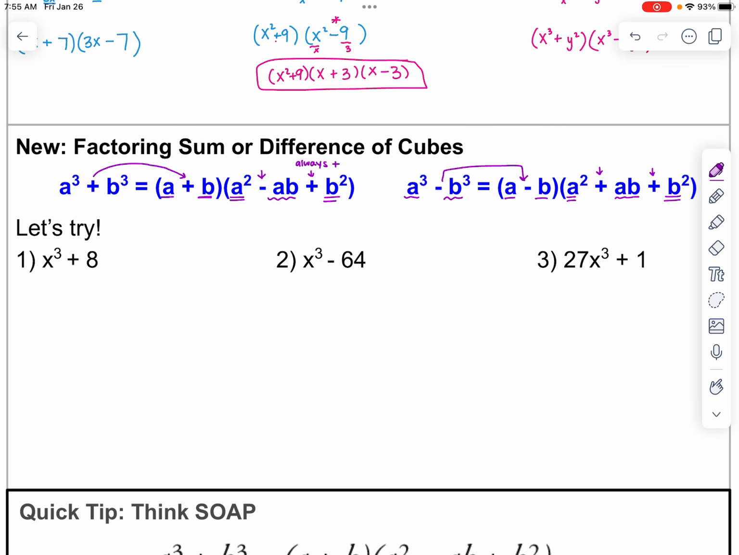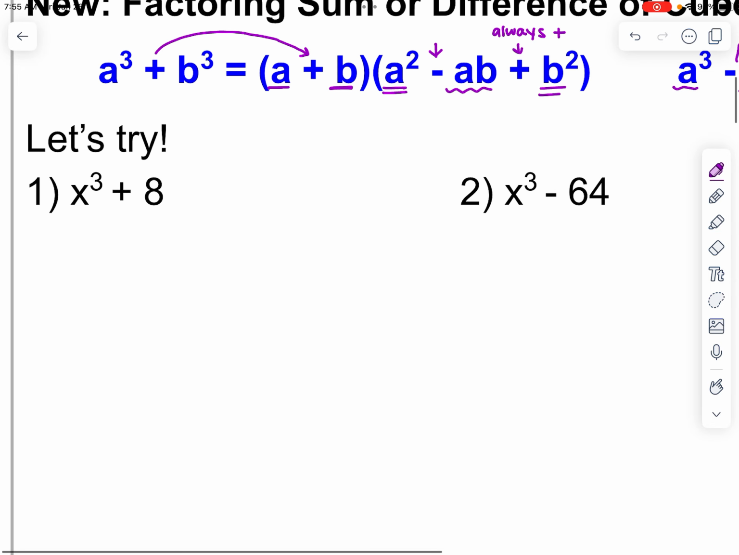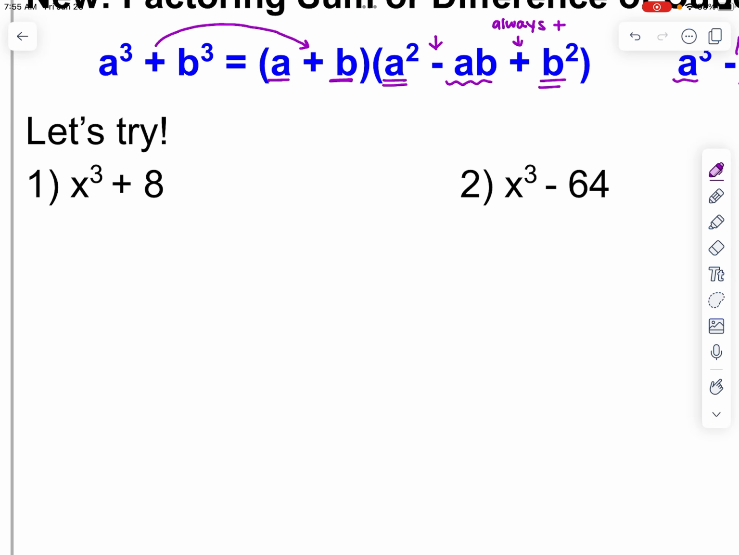So for the first one, x cubed plus 8. This is going to be a sum problem, so I'll try to leave that sum pattern up for us. X cubed is a perfect cube, and 8 is also a perfect cube. If we have x cubed, that is a cubed. That means that for us, a is x, because that's the cube root of x cubed. And then we have 8. 8 is b cubed. Well, what number cubed is 8? That would be 2. 2 cubed is 8 because 2 times 2 times 2 is 8.